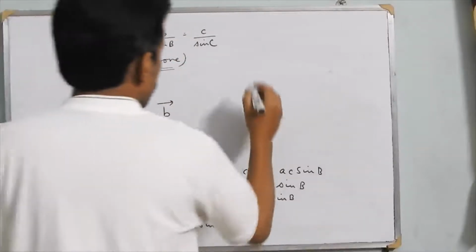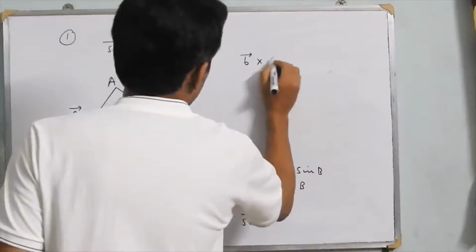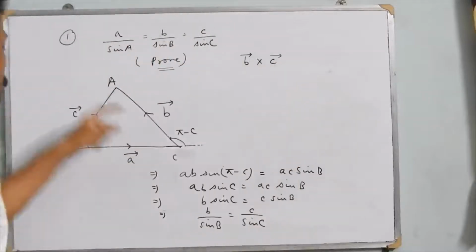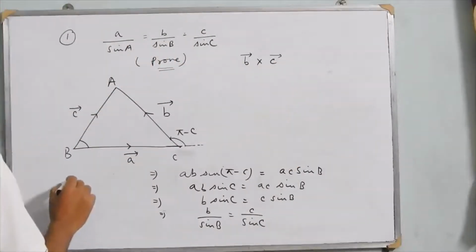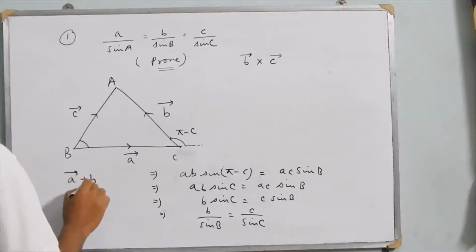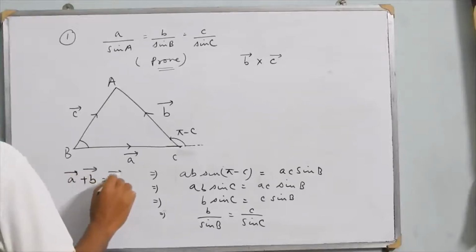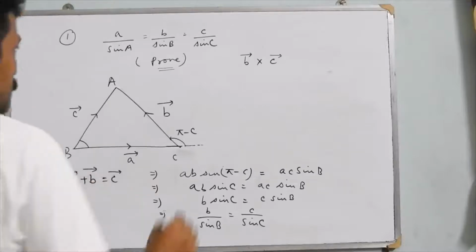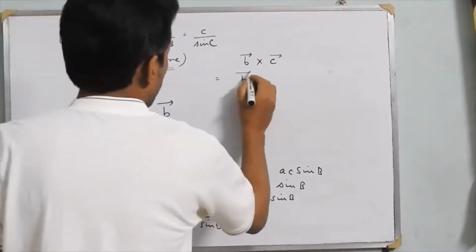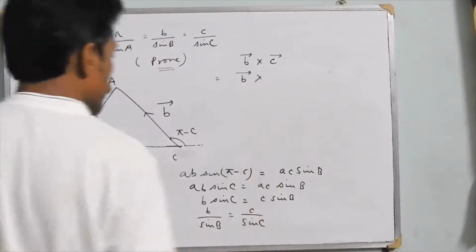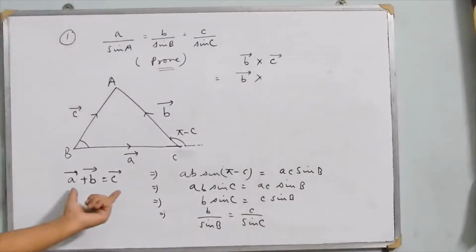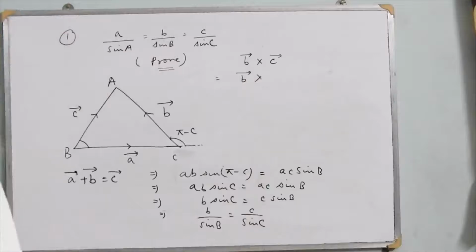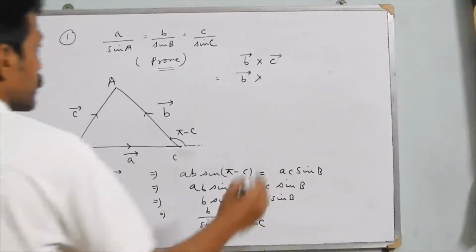Let us find B cross C. If you remember, using triangle law, we already had A vector plus B vector equal to C vector. So here I can write B vector cross C vector. Instead of C vector, I can write A vector plus B vector.